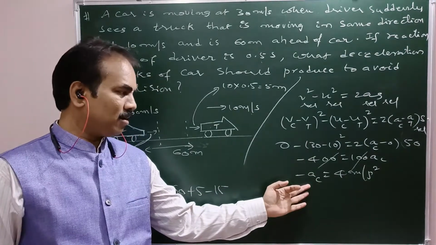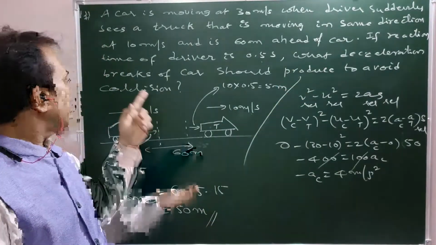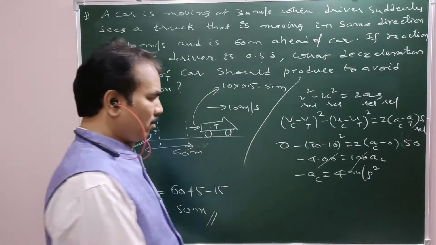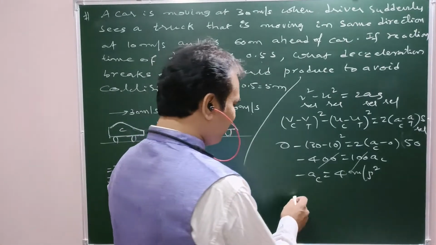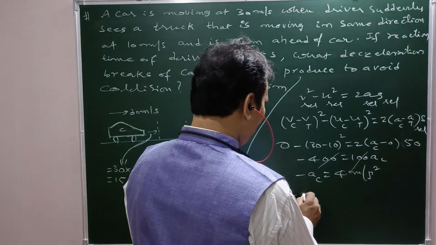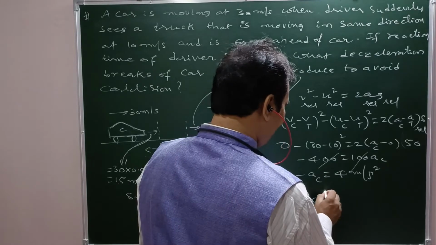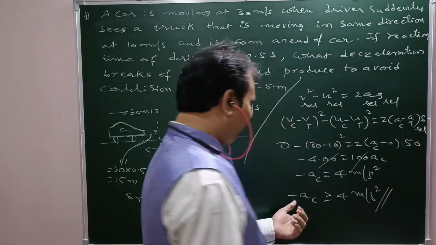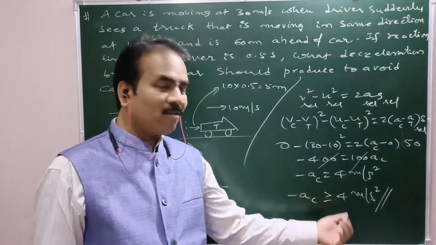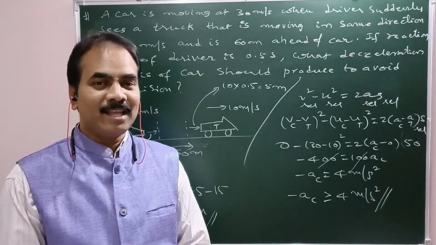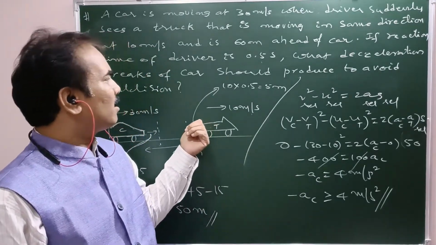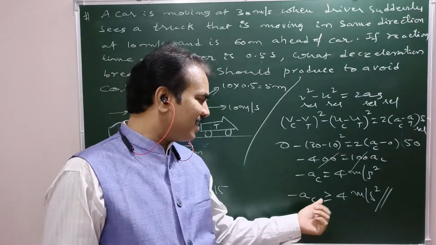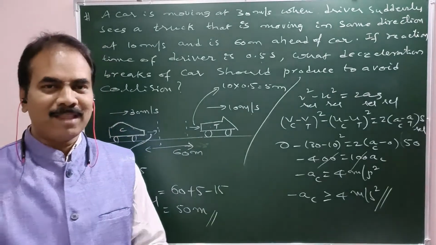The minimum retardation or minimum deceleration the brakes of the car should produce to avoid collision. In fact, this retardation must be greater than or equal to 4 meters per second square. If minus Ac is exactly equal to 4 meters per second square, the accident is just escaped. But if minus Ac is greater than 4, it is well escaped from the accident.